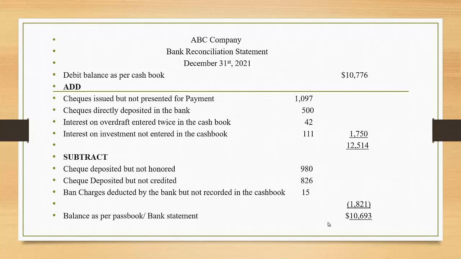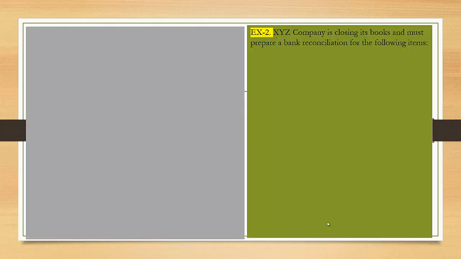So if you want to start with balance as per bank statement and calculate balance as per cash book, whatever I have added, you will have to subtract, and whatever I have subtracted, you will have to add when you start from balance as per bank statement. So let's have a look at another example.